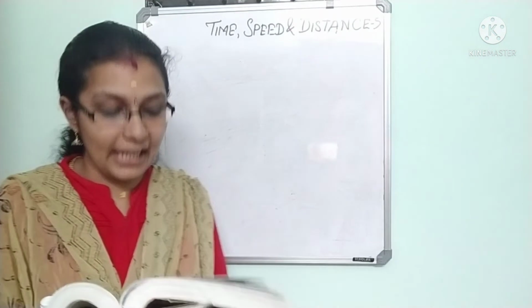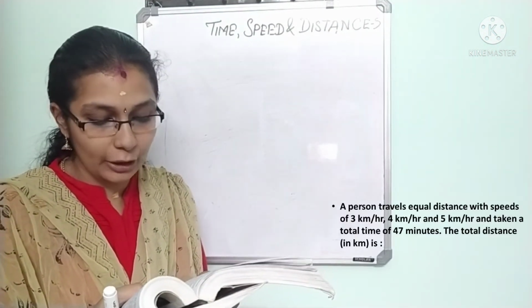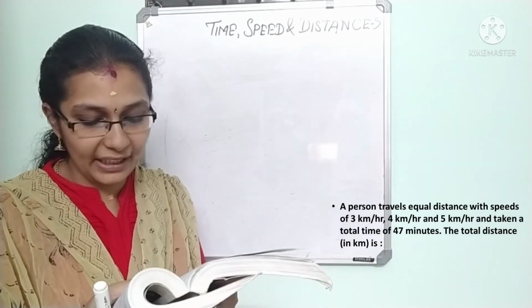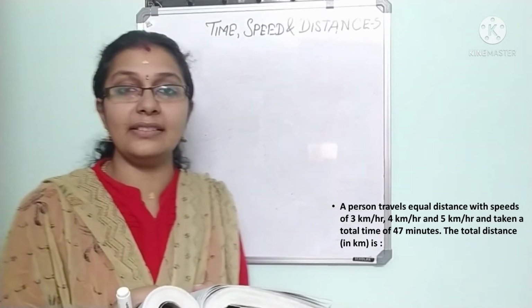Clear? Yes. The last and the final problem. A person travels equal distances with speeds of 3 km per hour, 4 km per hour and 5 km per hour and takes a total time of 47 minutes. The total distance in kilometers is?